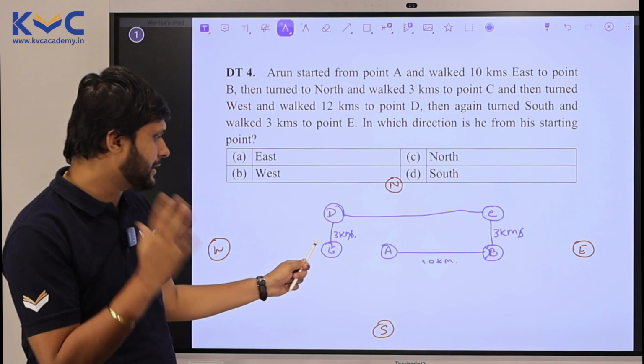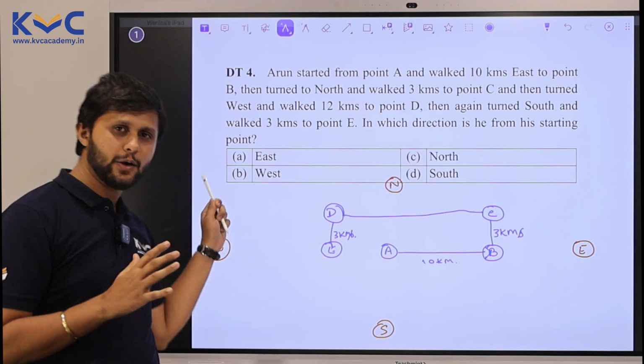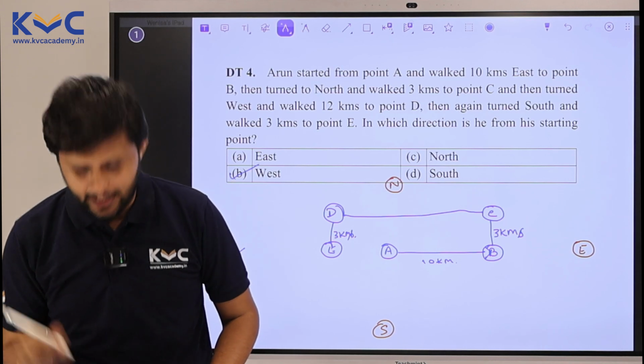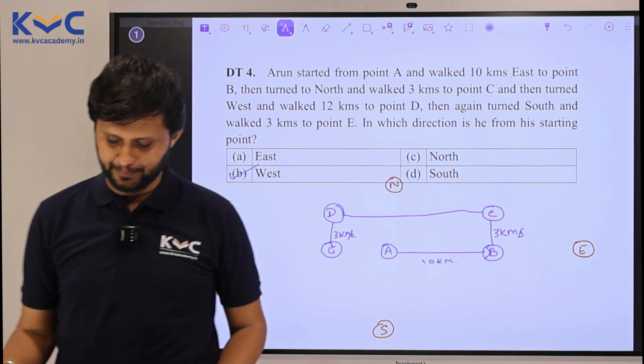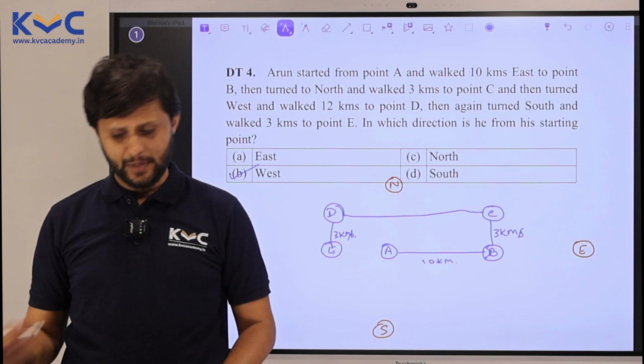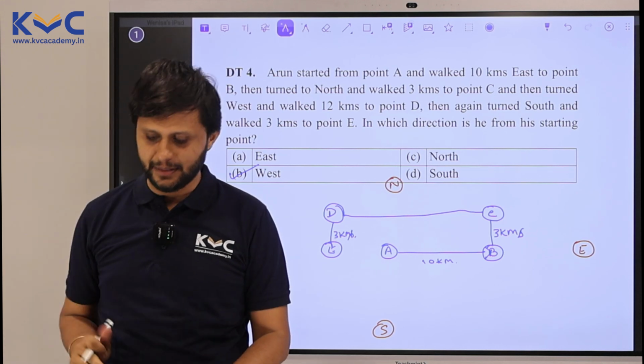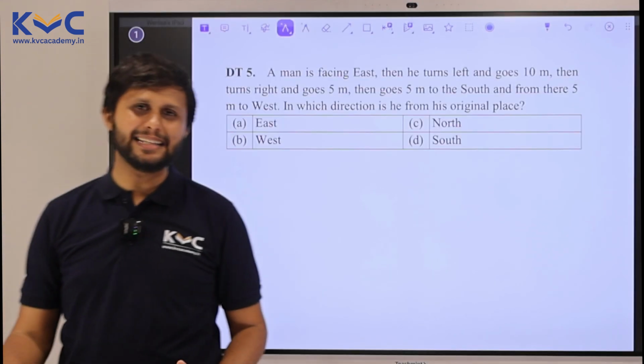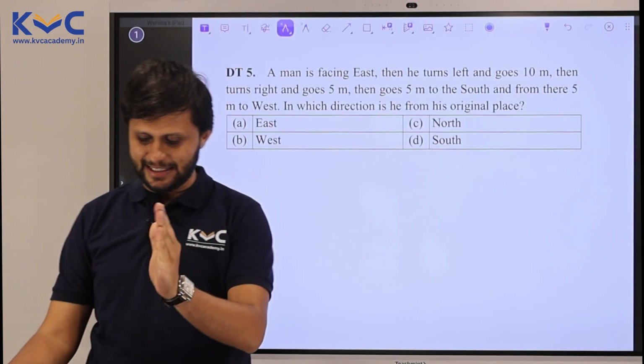They're asking you from the starting point is towards west. Is towards west, and west is the right answer. Hope it's clear. We'll move on to the next question. Question number 5. A man is facing east, looking at the east side.